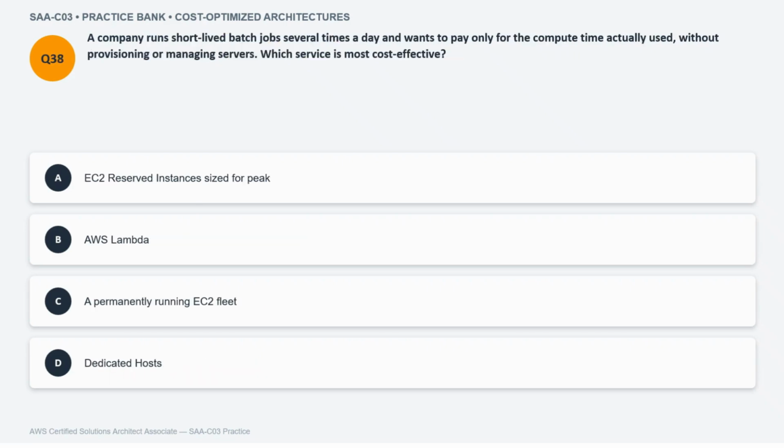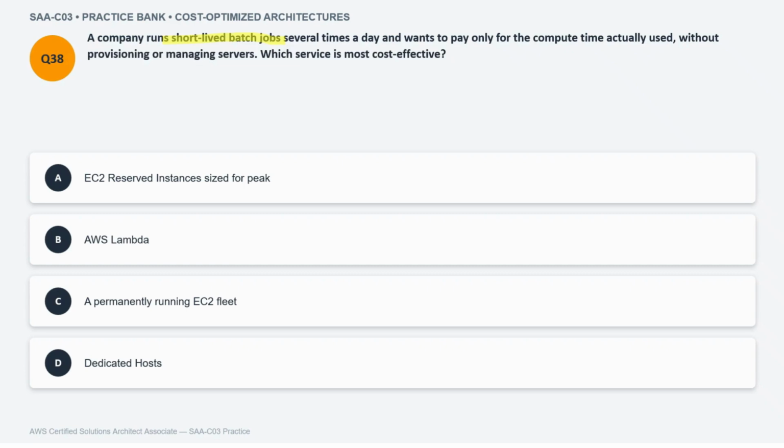Question number 38. A company runs short-lived batch jobs several times a day and wants to pay only for the compute time actually needed, without provisioning or managing servers. Which service is most cost effective? EC2 Reserved Instances sized for peak, AWS Lambda, a permanently running EC2 fleet, or a Dedicated Host?